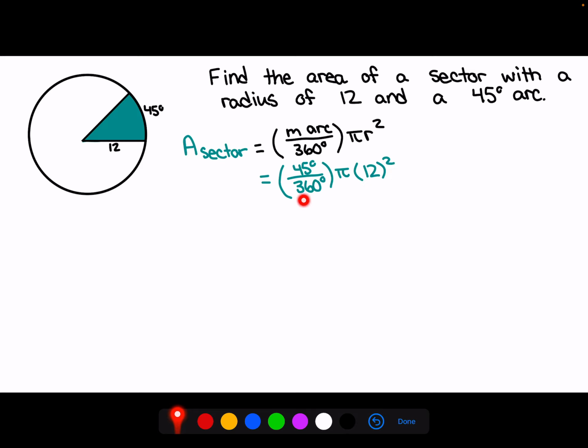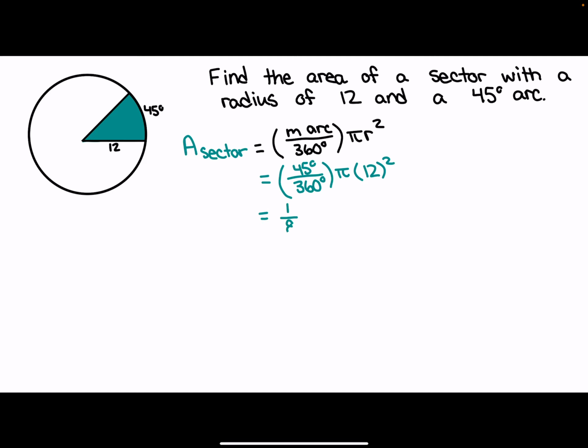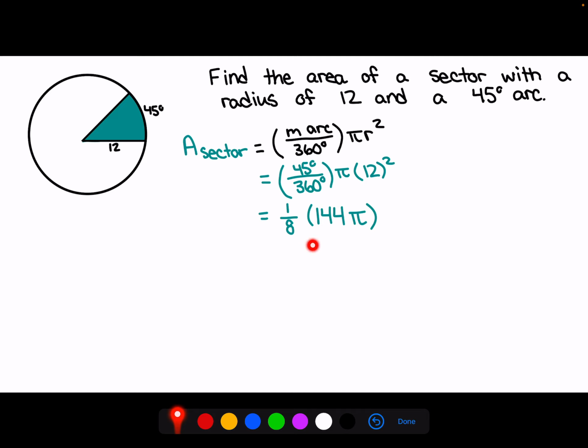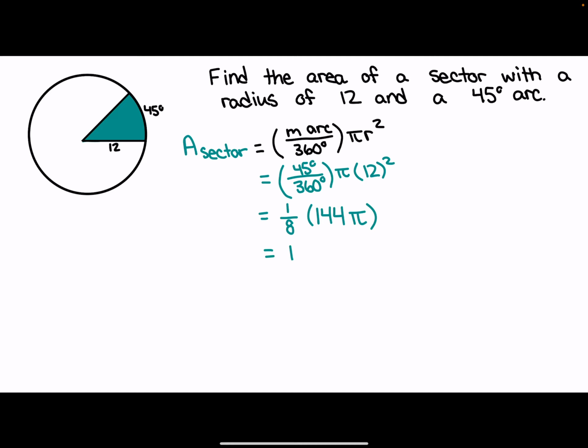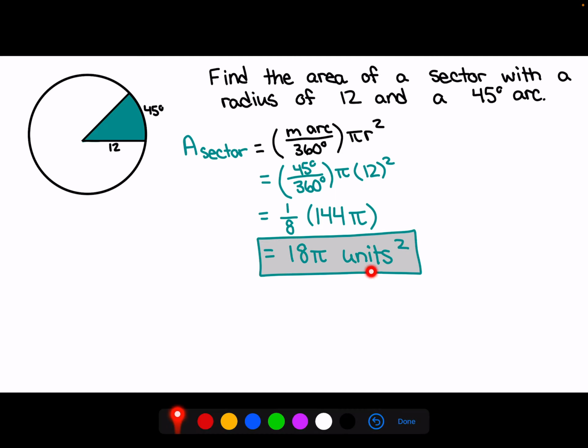I can reduce 45 over 360 into 1/8. And 12 squared will give me 144. So I have 1/8 times 144 pi. 1/8 times 144 pi will leave me with 18 pi units squared, of course, because it is an area, all of our units will be squared. So that is our final answer. Of course, if it said round to the nearest tenth, multiply it out, and then round to the nearest tenth.